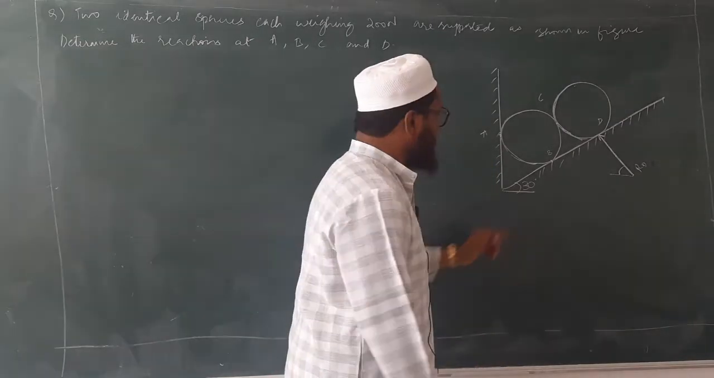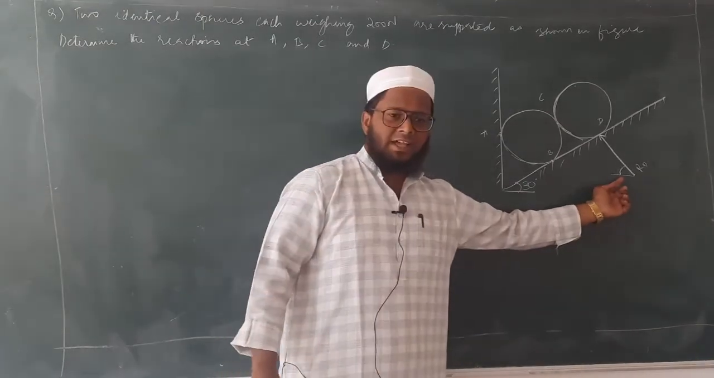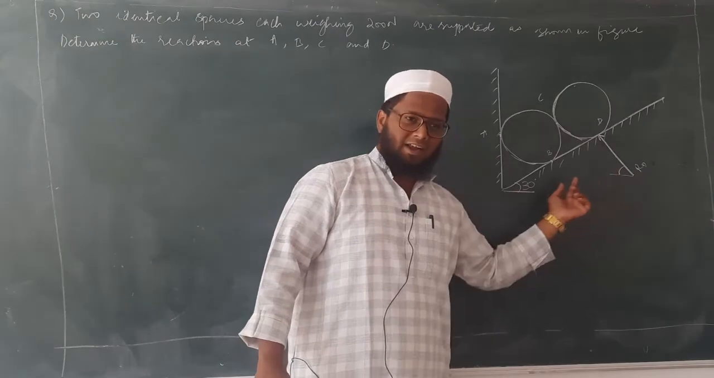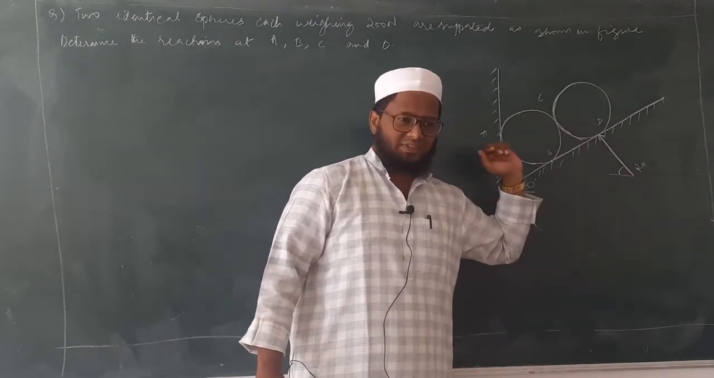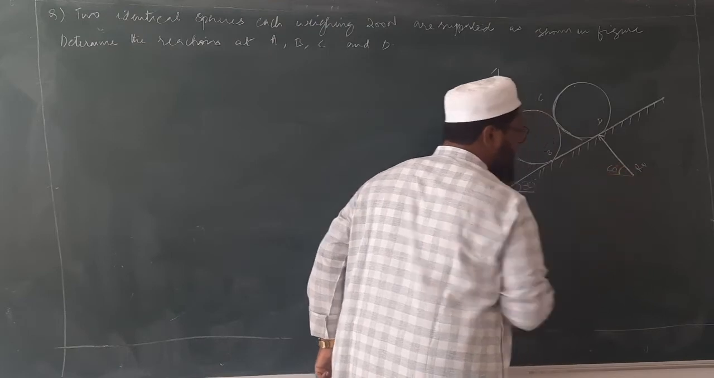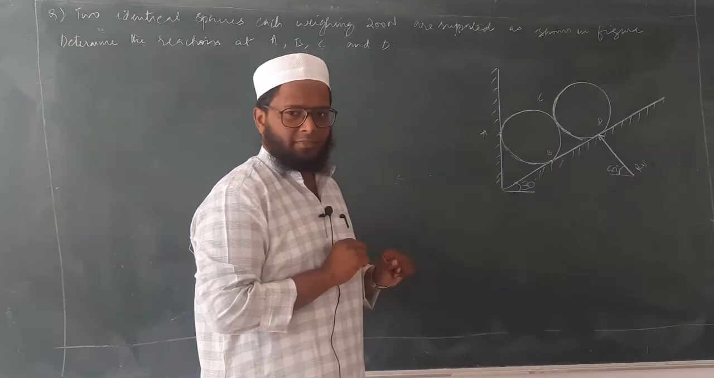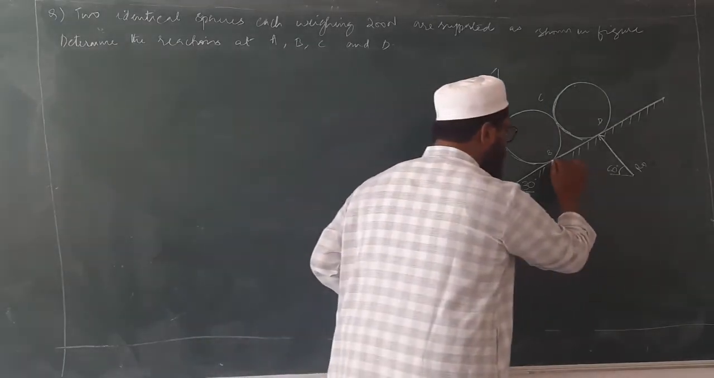Okay. Right. So this is 30 degrees. So what will be this angle? This angle will be 90 minus 30, that is 60 degrees. Okay. So this will be 60 degrees. Fine. What about this one? What about this reaction?